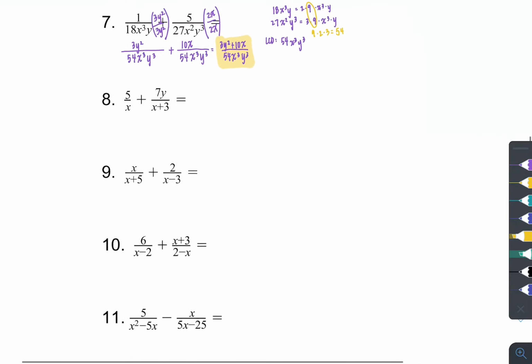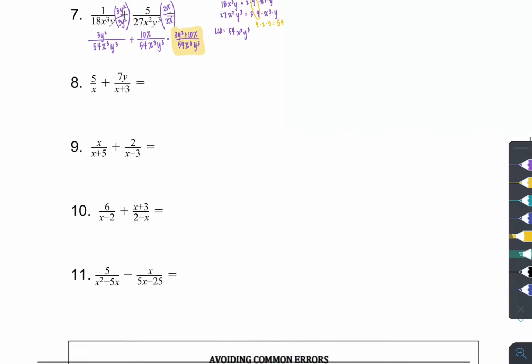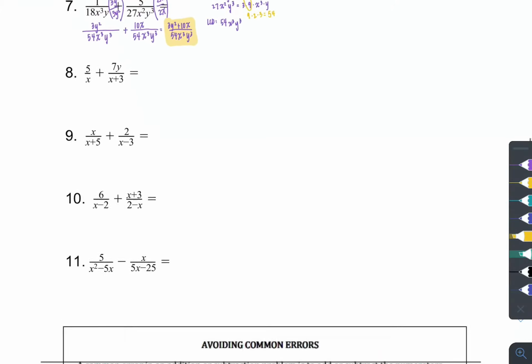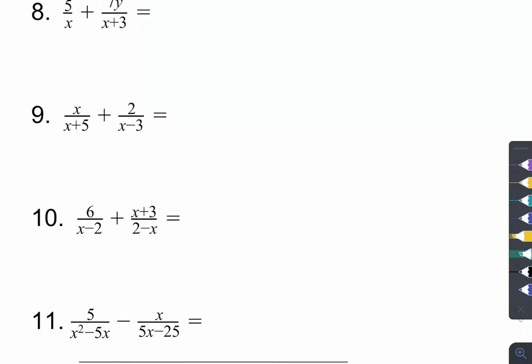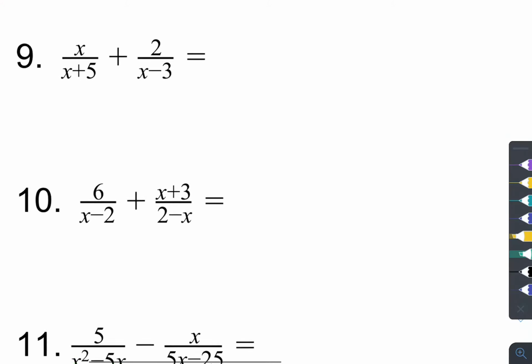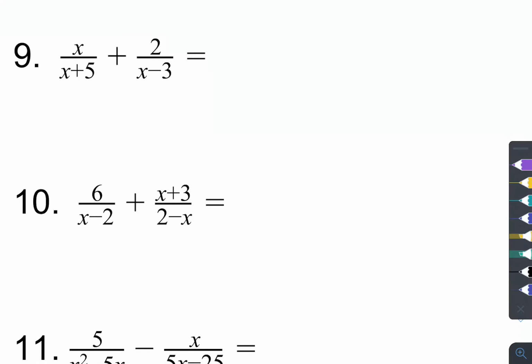All right, so we've got a lot of examples here. I'm going to do 2 of them with you, and then 2 of them we'll do in class. So let's go ahead and do 9. Notice that we have x minus 3 as one denominator and x plus 5 as the other. Because of that, our least common denominator is just going to be x plus 5 times x minus 3, whatever that is. We'll figure it out in a minute. So we're going to multiply this one by x minus 3 and this one by x plus 5.